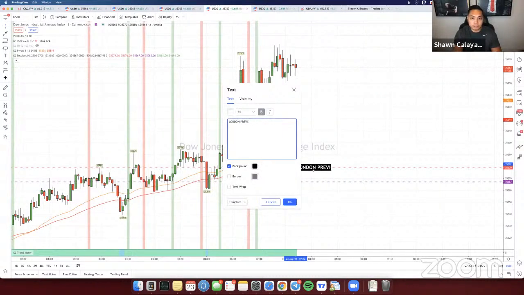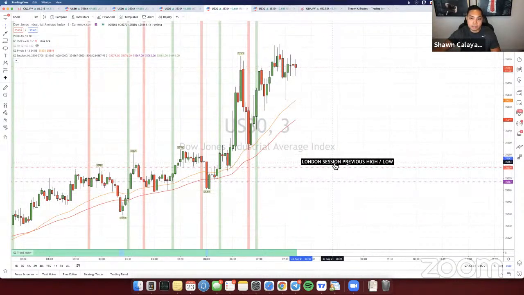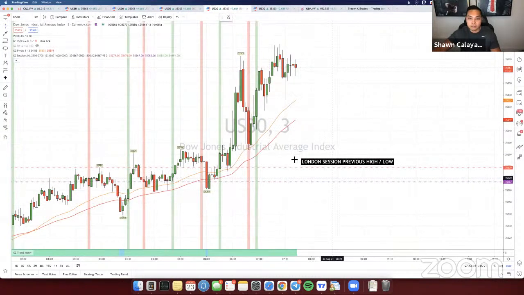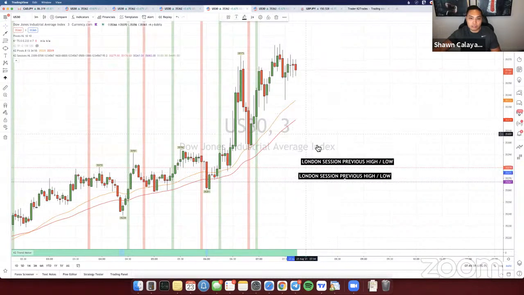London session, previous high low. If you were to have this across the entire chart, you basically want it to look nice, right? But if you do this right here, this is going to take up so much space, and you're going to get confused because you're going to see so many things on the chart that you're going to take away your focus from what matters, which is where price currently is.